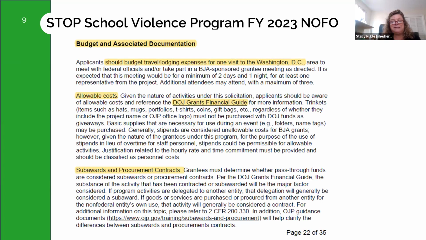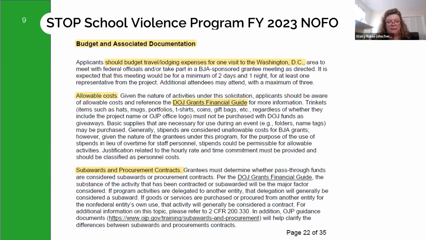Okay, so I just want to give you a couple of examples of what you're looking for. So this is specifically from the Stop School Violence Program fiscal year 2023 NOFO. And in part of it, you can see it's all the way down on page 22 of the NOFO, where it talks about budget and associated documentation. I highlighted a couple of things in here. One is that you have to budget travel or lodging expenses for one visit to the Washington, D.C. area. They also talk about allowable costs. And then in that same spot, they talk about unallowable costs like trinkets. They reference the DOJ grants financial guide, which gives you a tip. That's something you want to look for.